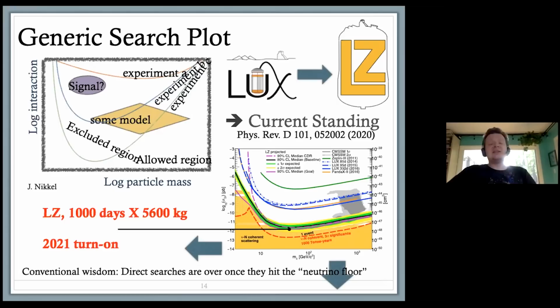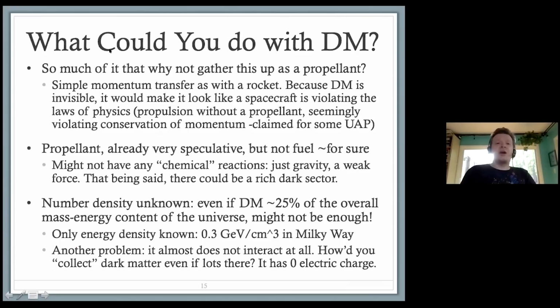But now, what will we do with this if we found dark matter? So my big idea that's tied into propulsion is: why not gather it up to use as a propellant? There's so much of it. So simple momentum transfer, maybe as with a rocket, because dark matter is invisible. It would look like a craft is violating the known laws of physics, but it isn't really. You would see propulsion without a propellant. Does that sound familiar to anyone? So you're seemingly violating conservation of momentum, but you're not. It's just that your propellant is invisible to human sensors, to our current technology.